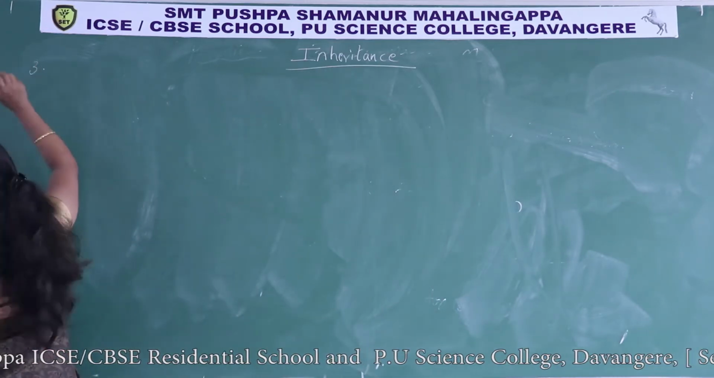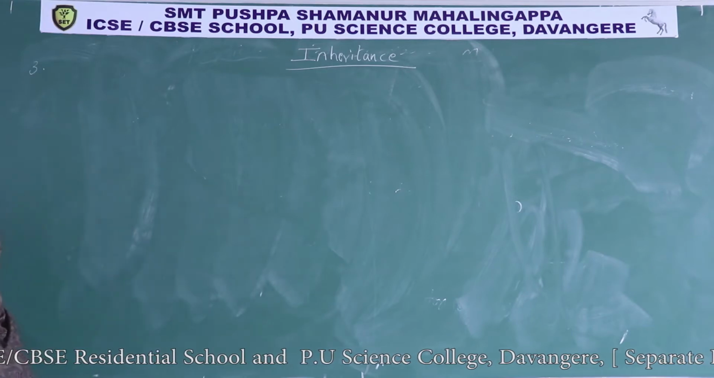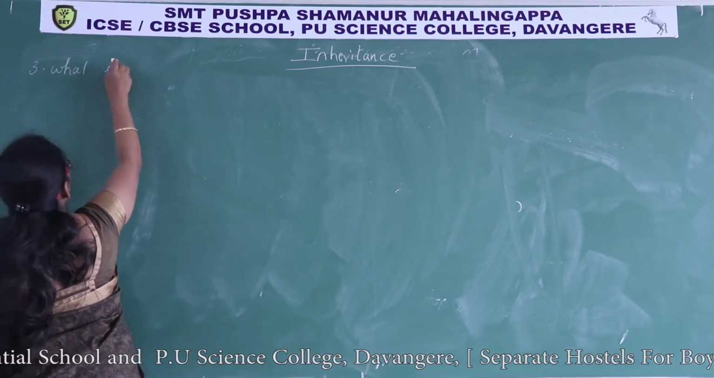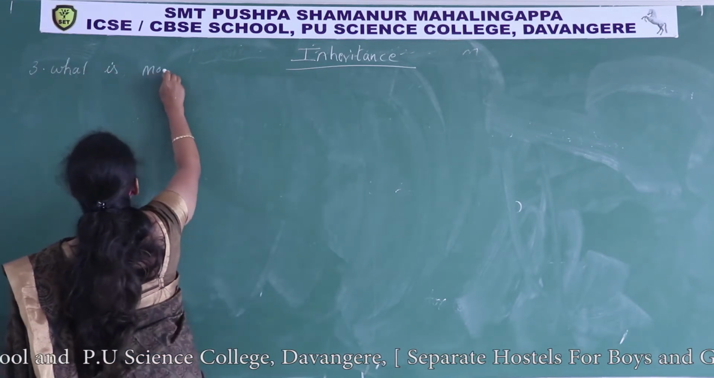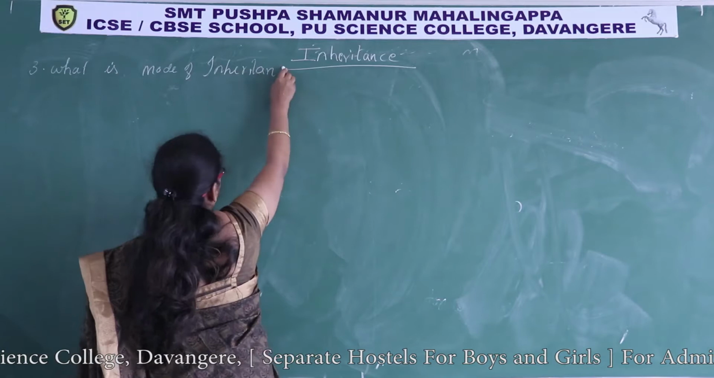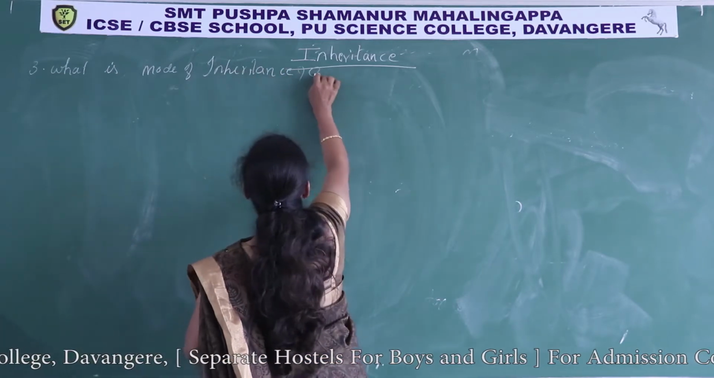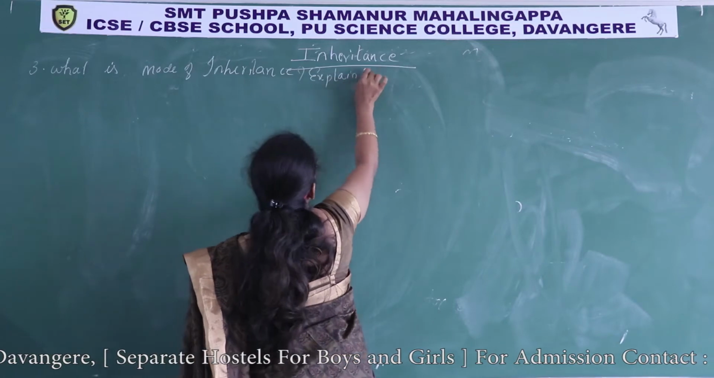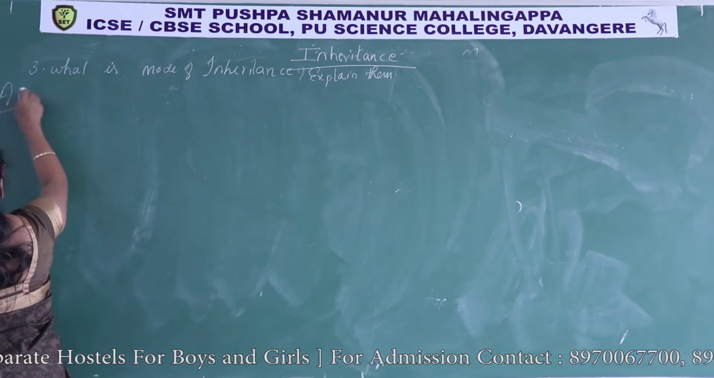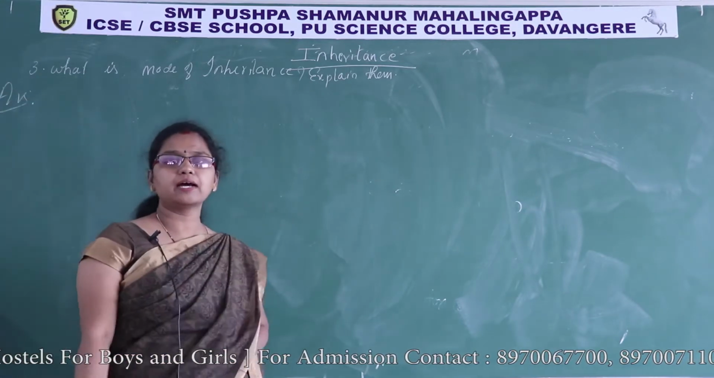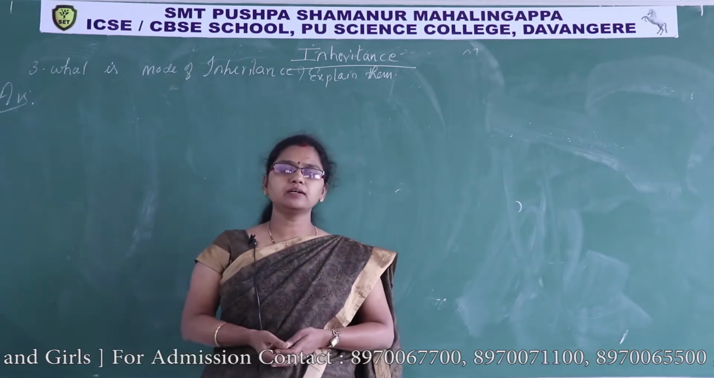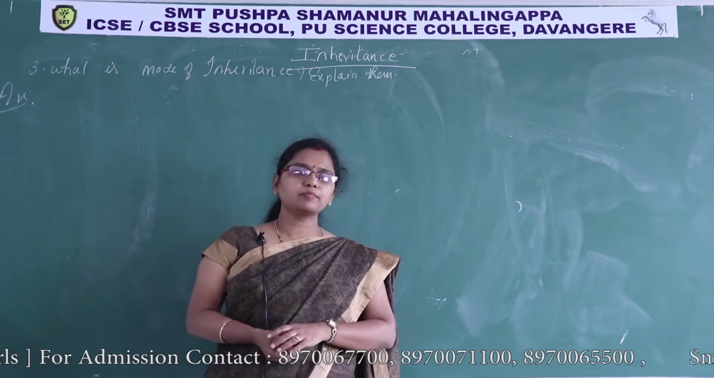Question number 3. What is mode of inheritance? Explain them. What is meant by mode of inheritance? There are 3 modes. Visibility modes are nothing but mode of inheritance: private mode, public mode, and protected mode. So, what is the role of mode of inheritance?